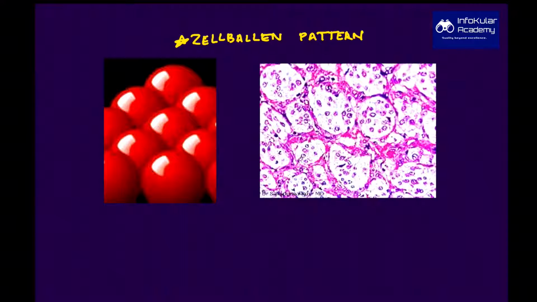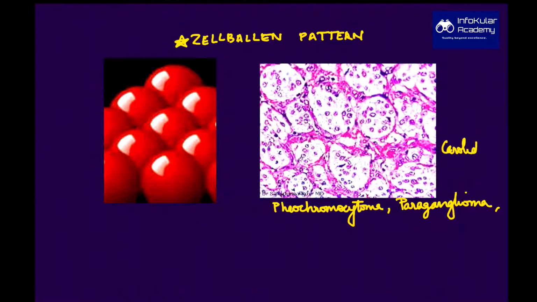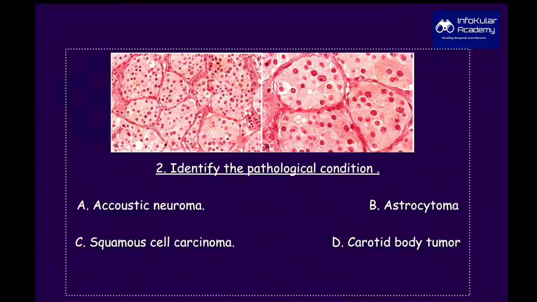Zell-Ballen is an important pattern that you need to retain. And it is seen in conditions such as pheochromocytoma. Another condition is paraganglioma, and also seen in carotid body tumors. So in this question, our answer is carotid body tumor. This is a typical Zell-Ballen pattern. It is not seen in the other 3 that is mentioned in the options.